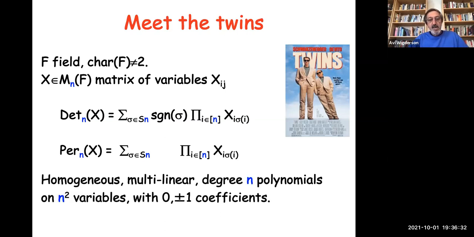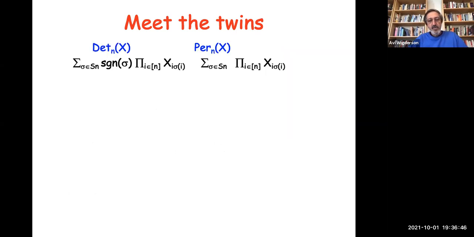So they look alike, they look very much alike: homogeneous, multilinear in the matrix entries, of degree n on these n squared variables, and with simple coefficients. So what do we want to do with them? Here is a slide that will tell you many points of view into these polynomials, and we'll elaborate on many of these later on, in different parts of the talk.